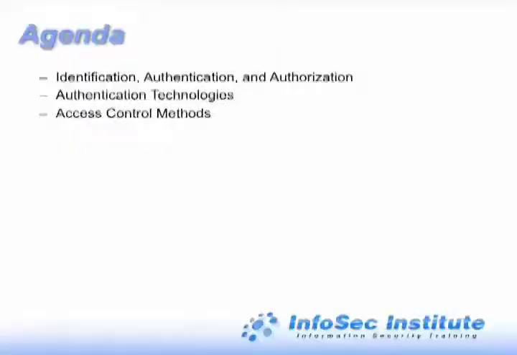Okay, this area, we cover identification, authentication, authorization, also authentication technologies, and access control methods. And again, throughout this whole thing and throughout the whole CISSP, we're going to try to go back to these type of access control characteristics through the physical, technical, and administrative.